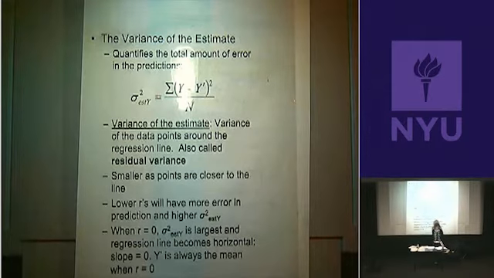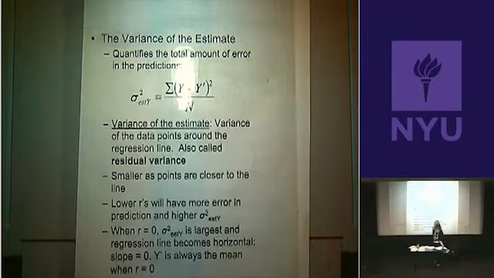Okay? As your correlation gets bigger, what happens to the points? Do they get closer to the line or further from the line? As your correlation gets bigger, they get closer. As your correlation gets bigger, the variance of the estimate gets smaller. There's less error. If your correlation is 1, that's perfect. It's a perfect predictor. There's no error. But as the correlation starts getting weaker and weaker, there's more error. So the variance of the estimate is going to be larger.